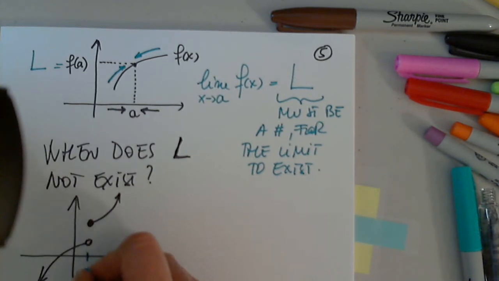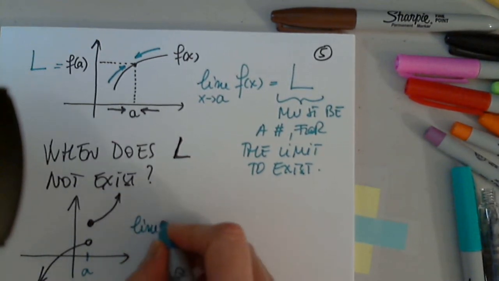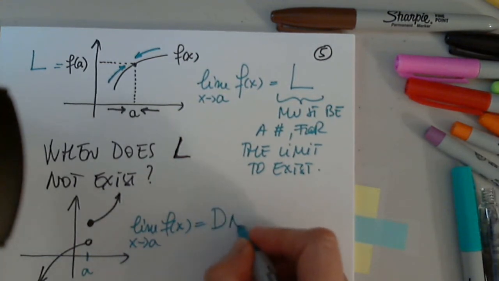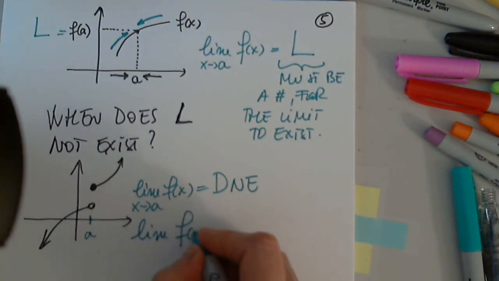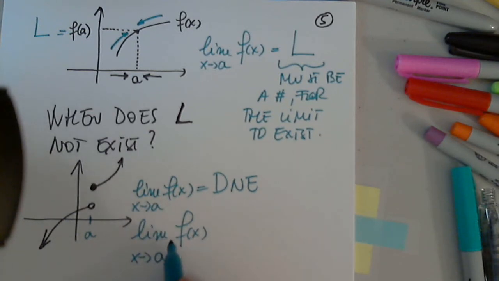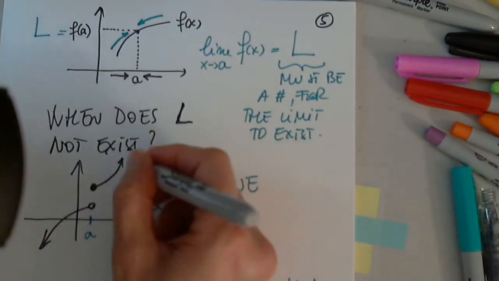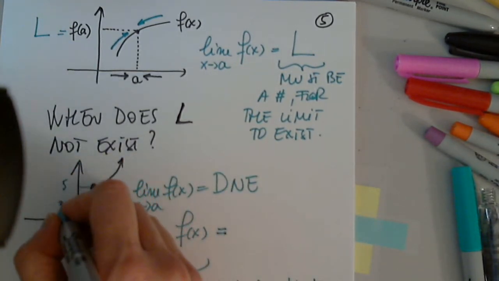So this is A. And here for this function, we want the limit of f of x as x approaches A from either side. However, the limit of f of x as x approaches A from the right, the right-hand limit, exists. So the limit from the left, I'm going to put some numbers here, like 5 and 3.